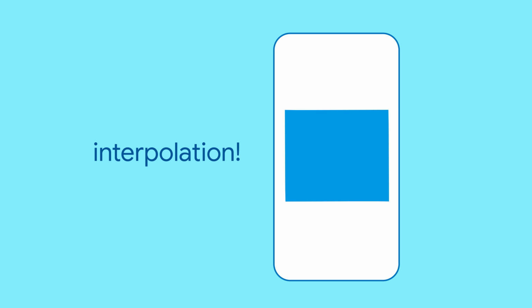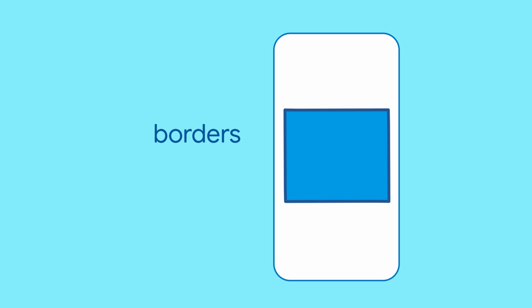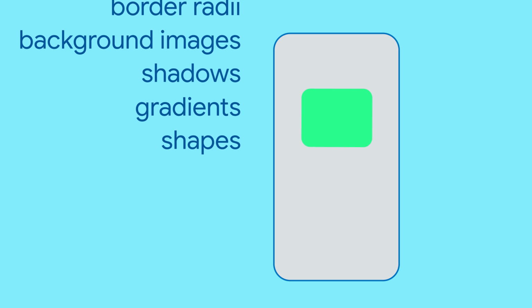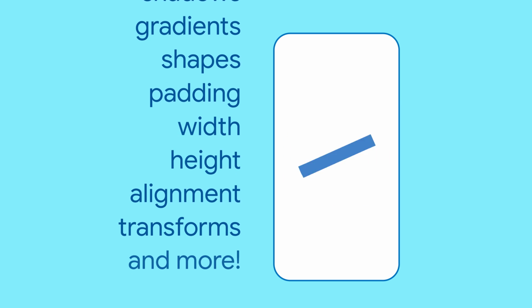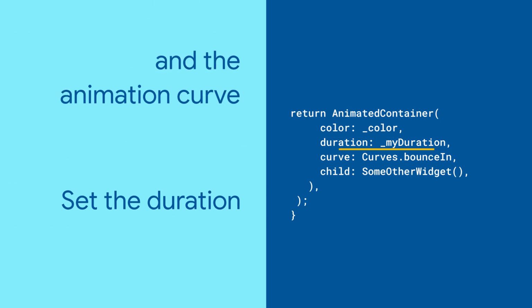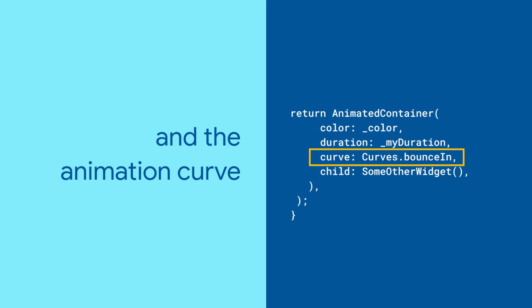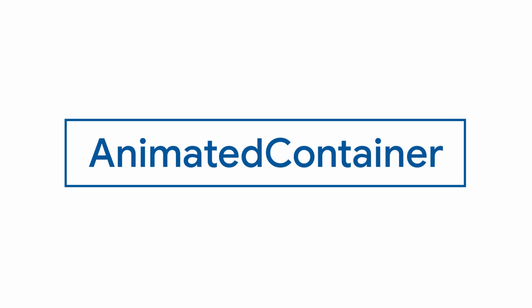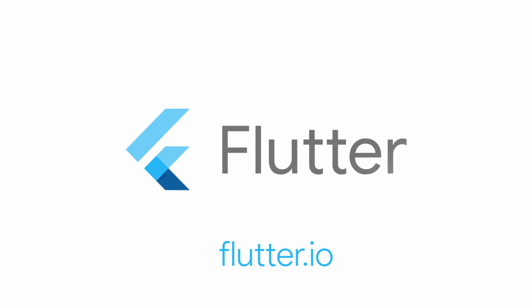And it's more than just colors. You can animate borders, border radii, background images, shadows, gradients, shapes, padding, width, height, alignment, transforms, and more. The length of the animation is controlled by the duration parameter, and you can also specify your own curve to customize the effect. There are a bunch of other widgets to help with implicit animations too, so head to flutter.io for more info.